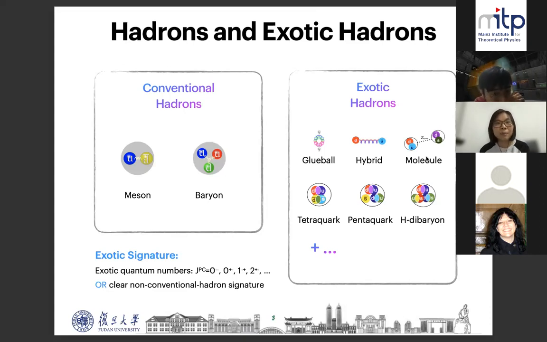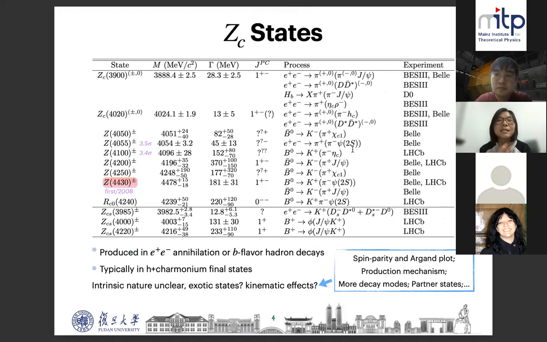I think the motivation to study the Zc states is quite obvious: we want to find exotic hadrons which are beyond the configuration of the conventional hadrons. Here I summarize all the Zc states that have been observed from different experiments. Till now there are about 12 Zc states observed from basically two production mechanisms, one from electron-positron annihilation and the other from B-level hadron decays.